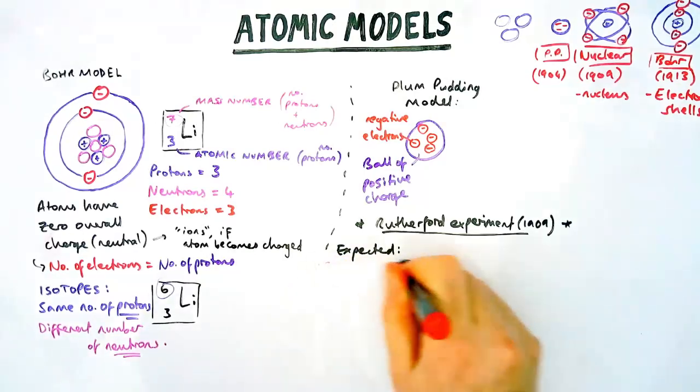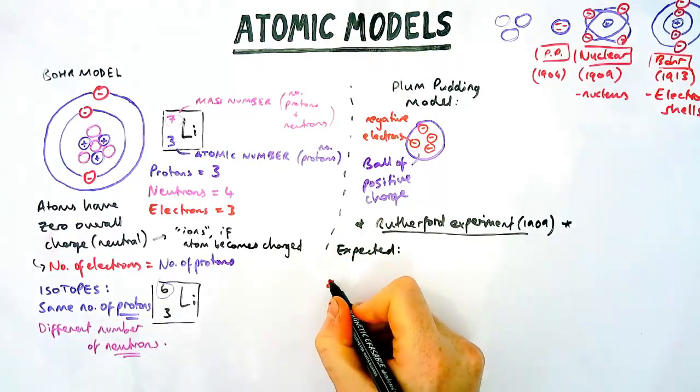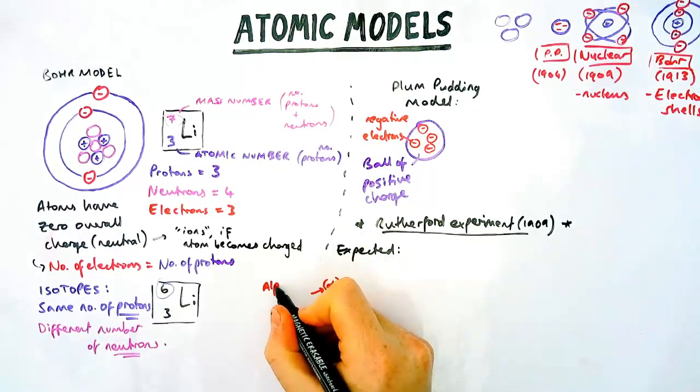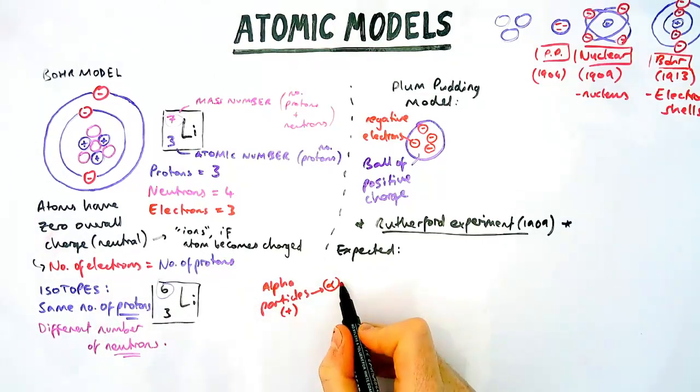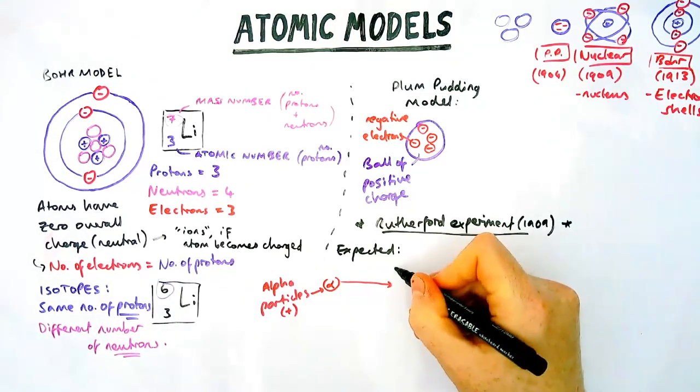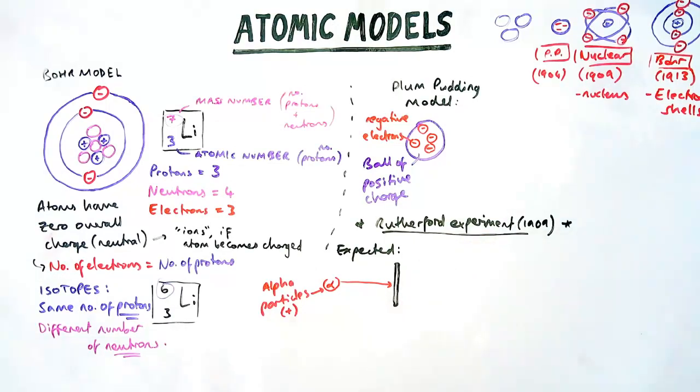What he actually found was slightly different. He fired these alpha particles, which are positively charged particles, at a thin sheet of gold foil. This gold foil was chosen because it was really malleable, but also a very heavy metal, i.e. lots of protons in the nucleus. It was done in a vacuum, so the alpha particles wouldn't collide with any air particles, and there was a detector all the way around it.